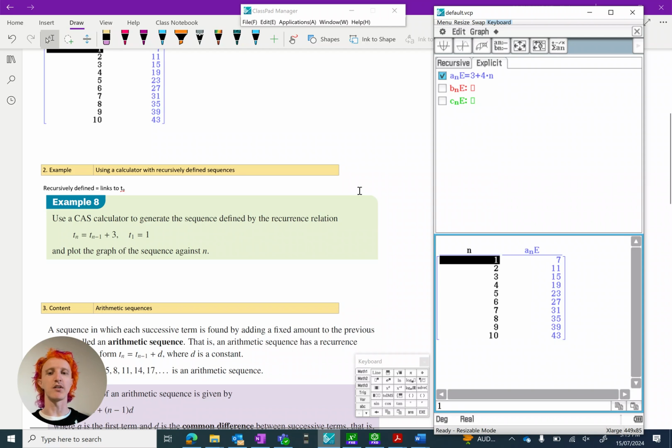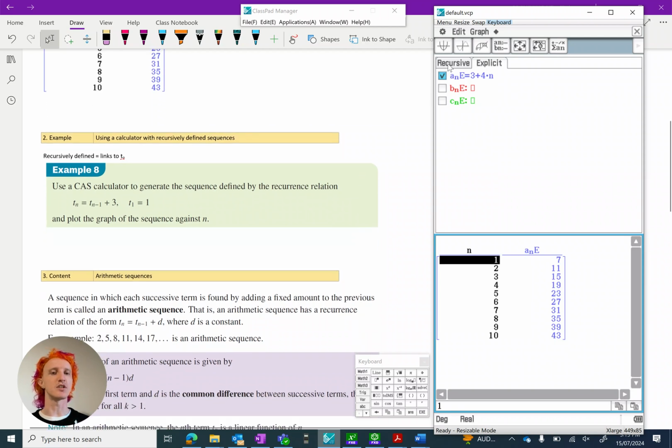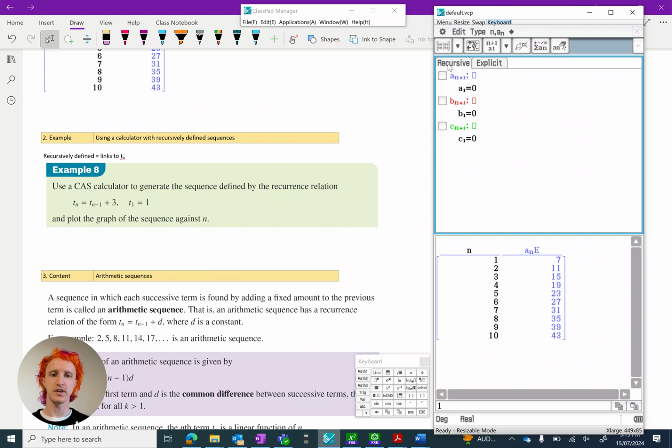Next one, we're looking at recursively defined, so we'll switch to the recursive tab. We need to put in slightly different terms in this one. Our calculator only does the next term rather than defining the current term using past terms. It's determining the next term based off the current term. So an plus 1.